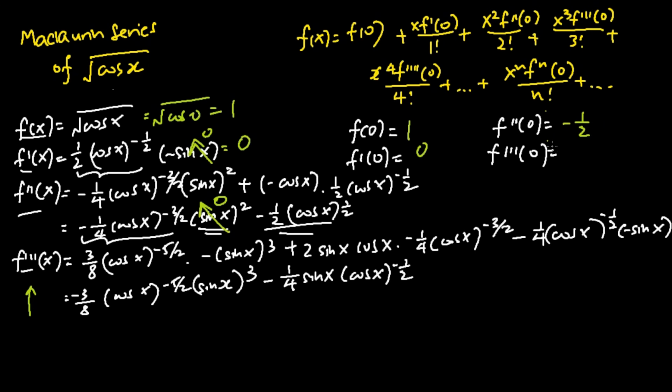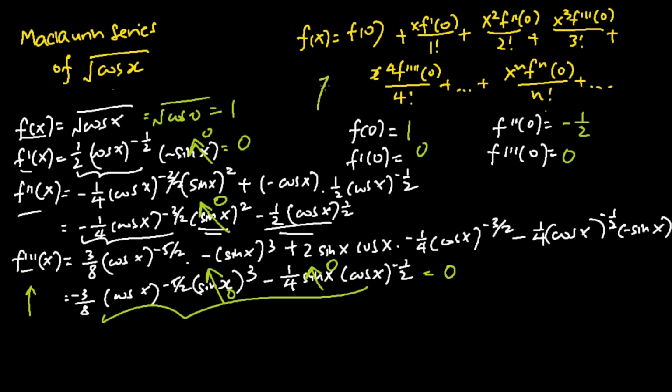How about f triple prime 0? If we focus on the two terms of f triple prime x, both contain sine x. So if we substitute x equals 0, both terms will just become 0. So now we have my f0, f prime 0, f double prime 0, and f triple prime 0.